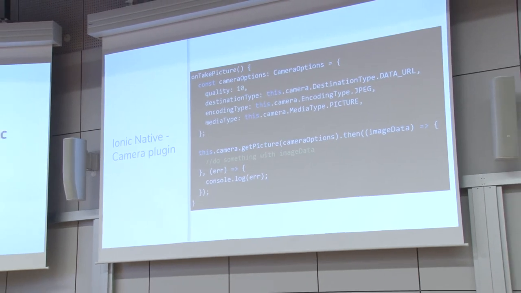And then we just call this camera.getPicture. We pass the camera options, and this will start the plugin on a device. It will open the camera dialog, and we can take a picture. Since this is a promise, it will return some image data on the successful event. And in a case of error, it will just console it out.